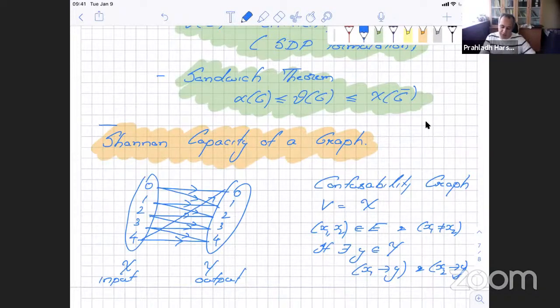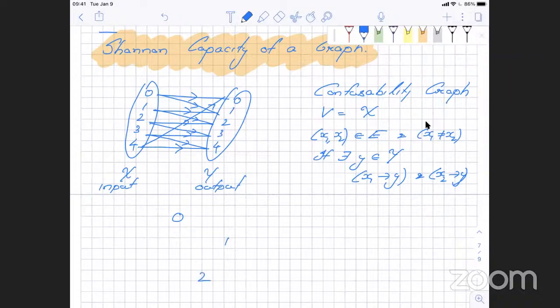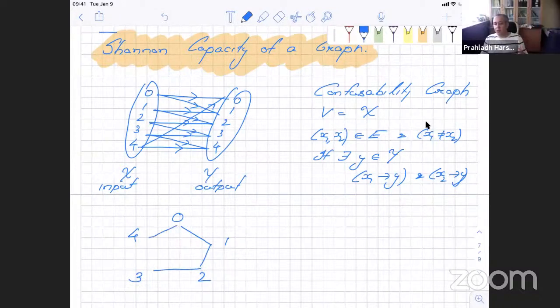Okay. So what is the confusability graph for this particular thing? If you notice, the confusability graph is exactly the cycle C5. So given any particular channel, a channel is just something like this. It possibly mixes up some letters. I give you a channel. A channel is this bipartite graph. This is what I'm going to call a channel, this bipartite graph, X and Y. And from that, I build a confusability graph.